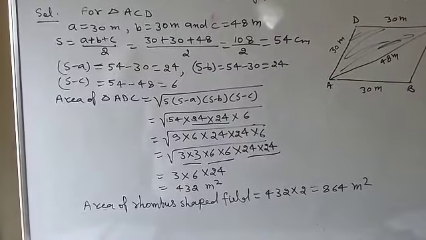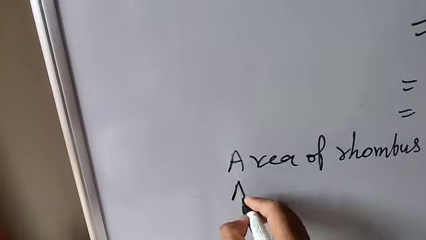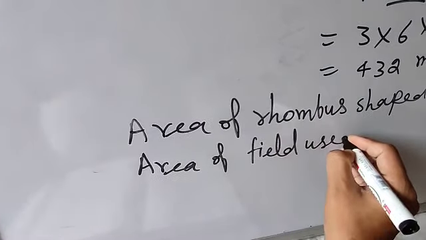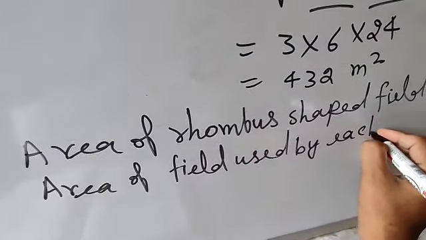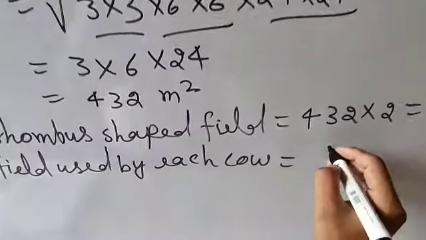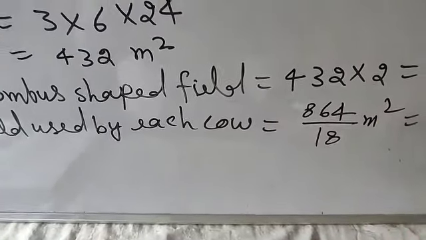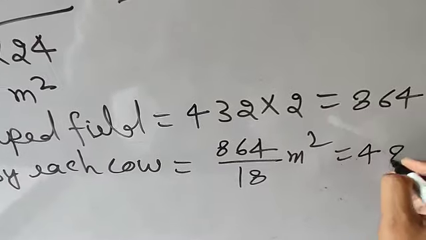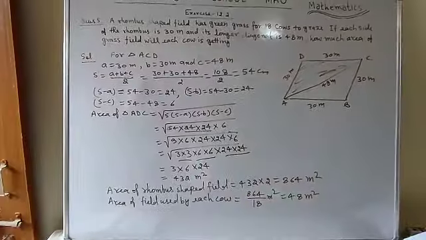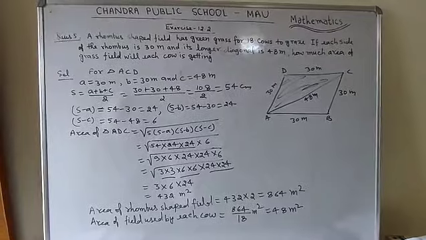Now you need to find the area of the grass that is used by each cow. So area of field used by each cow: 18 cows are using that much area, so one cow will use 864 upon 18 meter square. If you divide, that will be equal to 48 meter square. So it means each cow is getting 48 meter square of the grass. So that is the complete solution of question number 5.